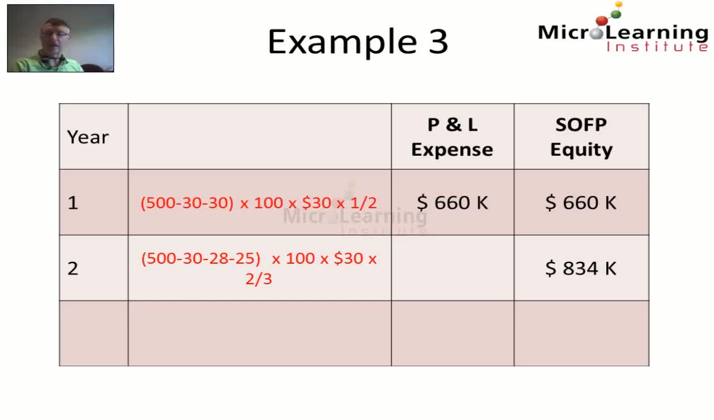So this now gives us a cumulative equity at year-end year 2 to be recognised on the statement of financial position of 834k. So at the end of year 1, that cumulative equity was 660k, so the difference of 174k is the expense we need to recognise to our P&L in relation to this share-based payment in year 2.